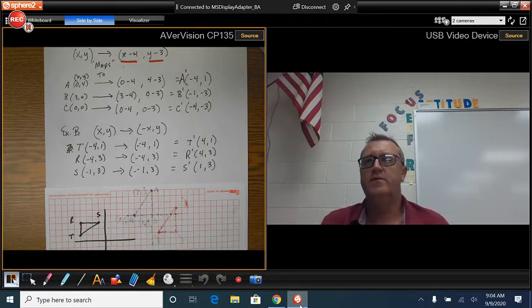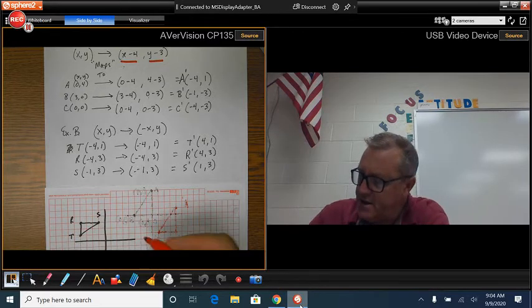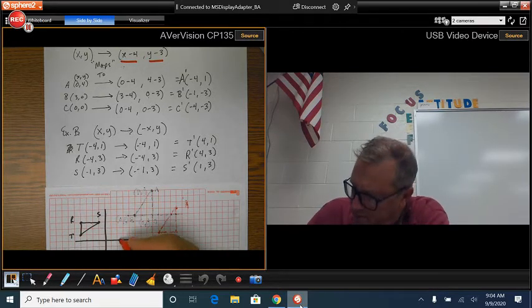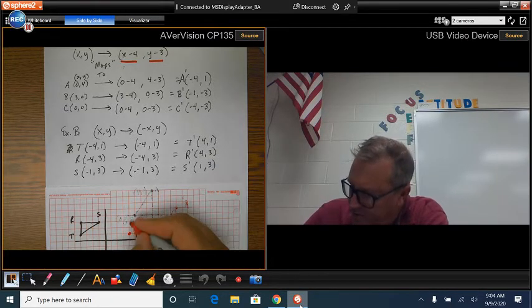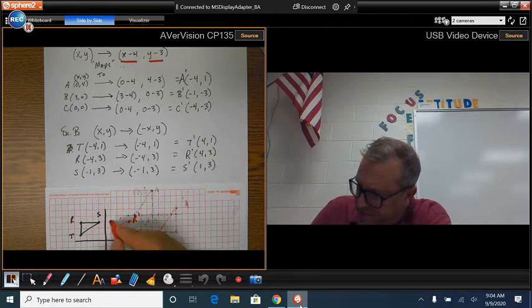Riley, you good? Got it? Okay. All right, so T is 4, 1, 1, 2, 3, 4 there. That's T prime. R prime is 4, 3, which would be here. And then S prime would be 1, 3, which would be here.